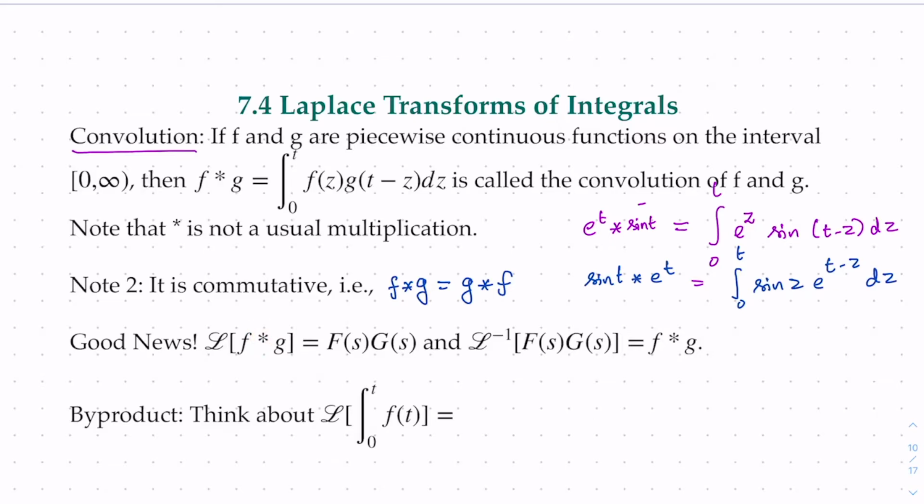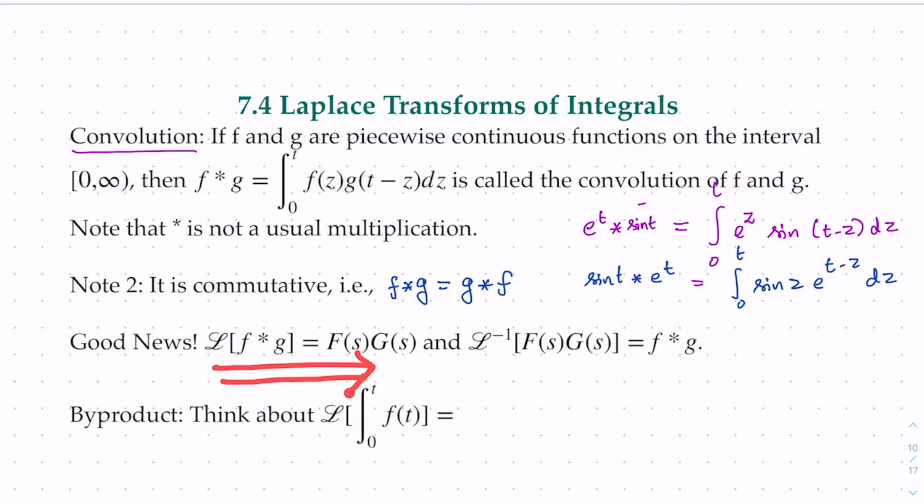The reason is this: Laplace of f convoluted with g is the same as Laplace of f multiplied by Laplace of g, and here's a regular multiplication, right? And not only that, we're not going to use this very much.